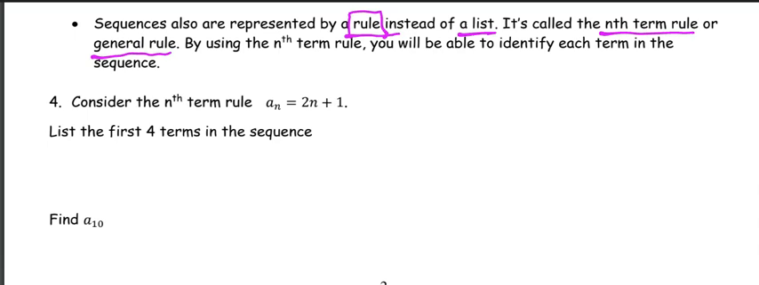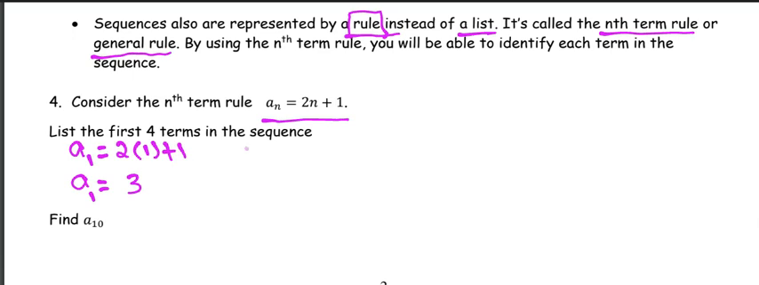Let's take a look at the first example. Consider the nth term rule, a sub n equals 2n plus 1. We are trying to list the first 4 terms in the sequence. That means I need the first term. That means I'm switching n in the rule with 1 to find the answer. That means the first term is 2 times 1 plus 1, which is 3.